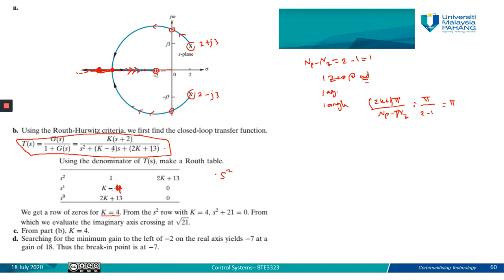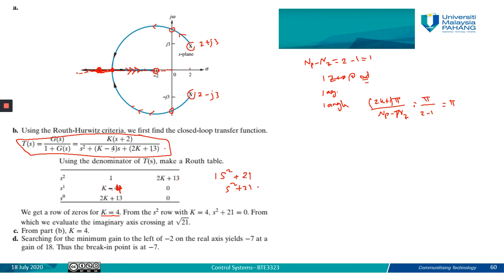So it will be s squared plus 2k. K already said k equal to 4, so it will be 8 plus 13, so it will be 21. Okay, so it is s squared plus 21. So this is the equation here that we can write from the first line or first row.